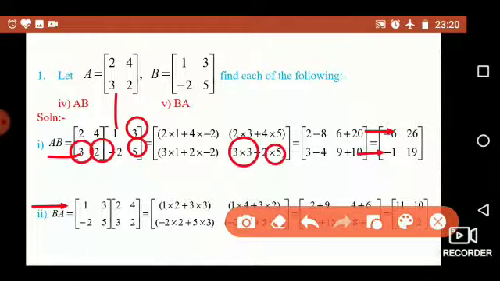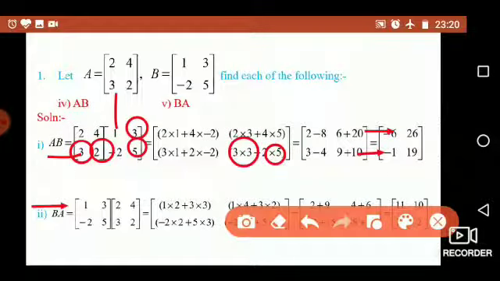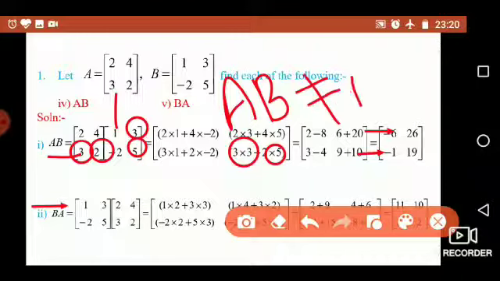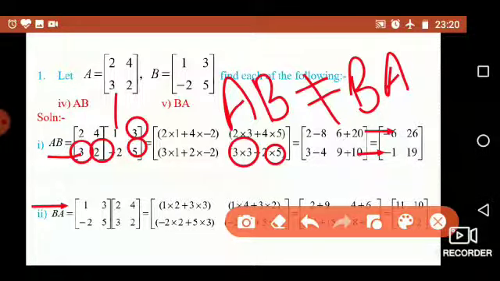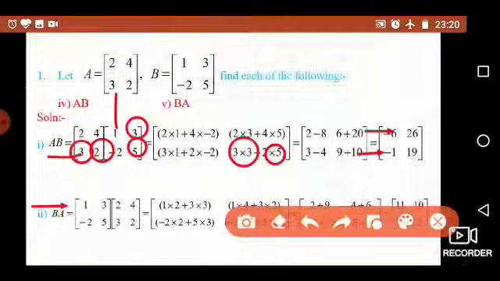The matrix multiplication is always non-commutative. That is, AB is not equal to BA. That's why AB and BA exist, but both are not equal. Therefore, matrix multiplication is always non-commutative. Let me find out first the BA product.